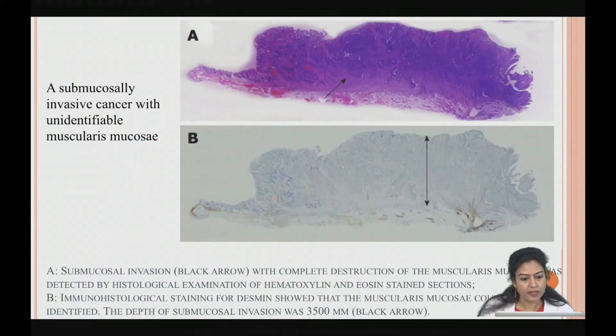But there are certain cases, as we have already said, when you cannot identify the submucosa and even Desmin is not able to identify your residual muscularis mucosa. Then you measure the depth from the highest point of the tumor to the lowest point where the tumor is infiltrating.